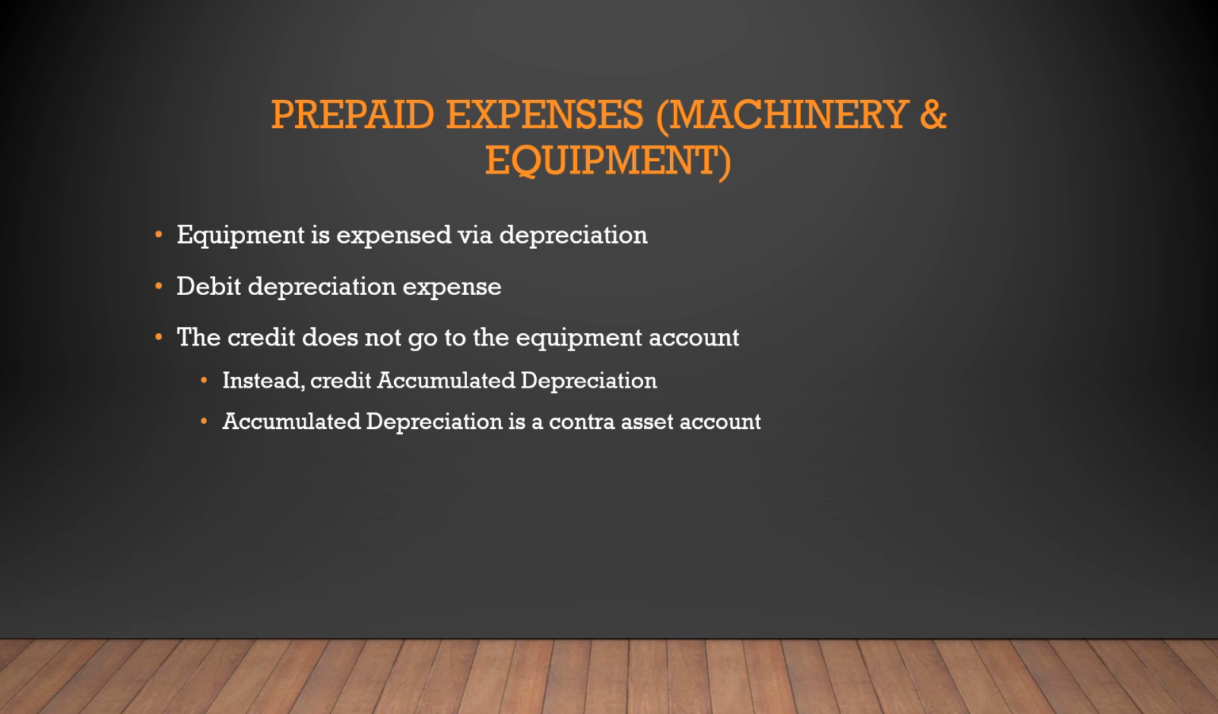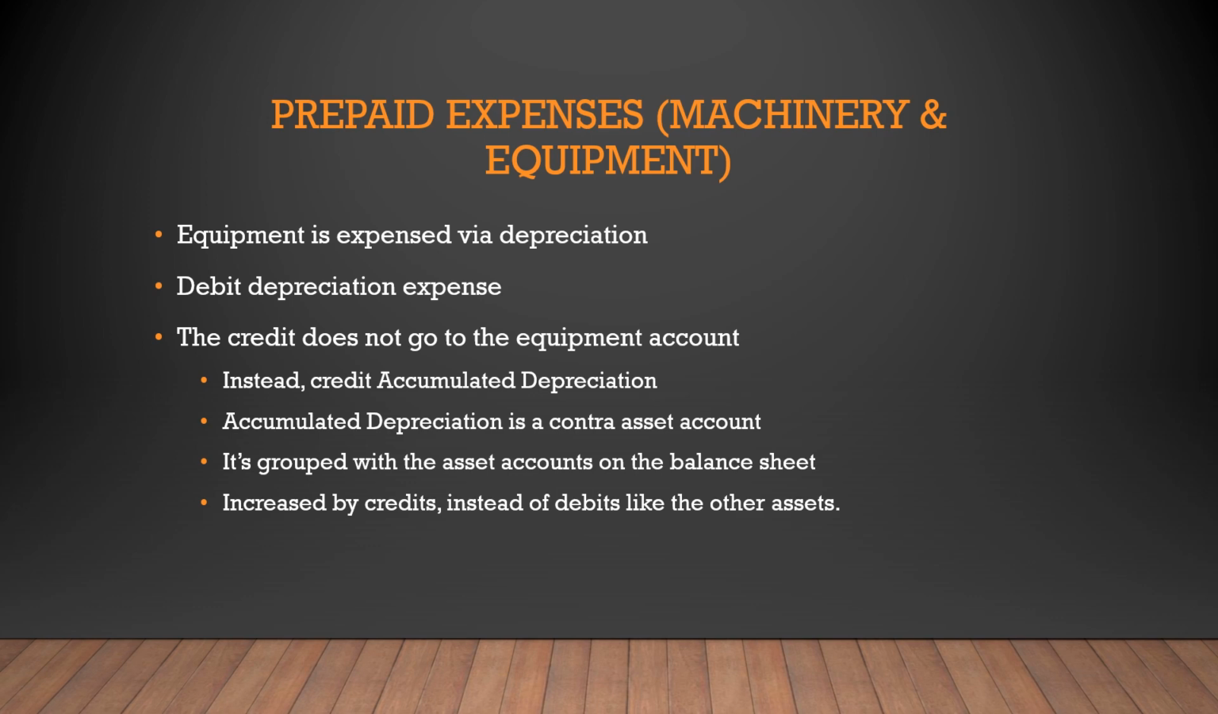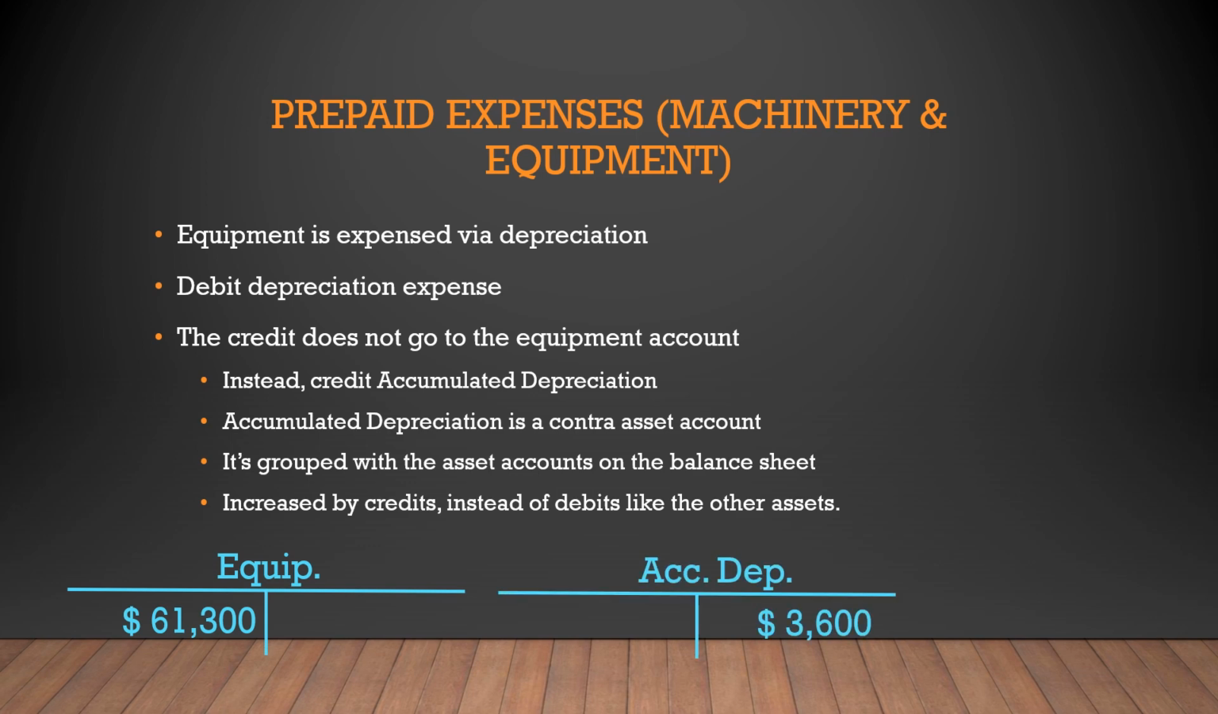Accumulated depreciation is a contra asset account, which means we will place it on the balance sheet with its parent asset account, but accumulated depreciation will be increased by credits, not debits. Spoiler warning, we'll look in our eventual general ledger and see the balances in those respective accounts and put them on our balance sheet.